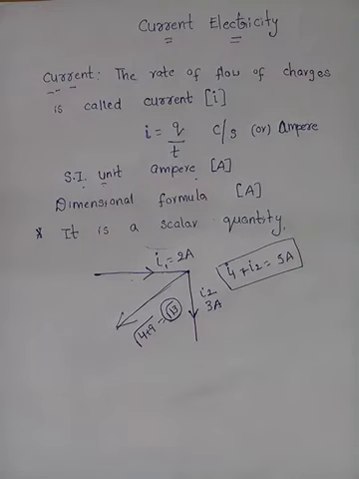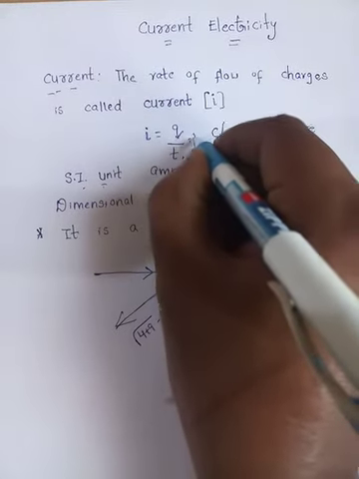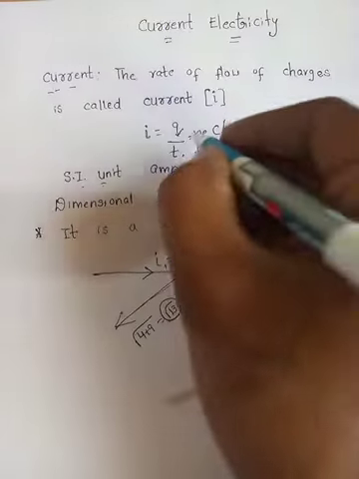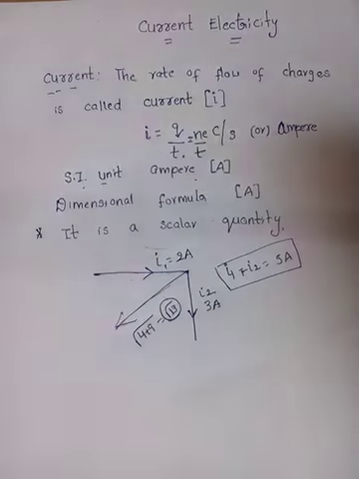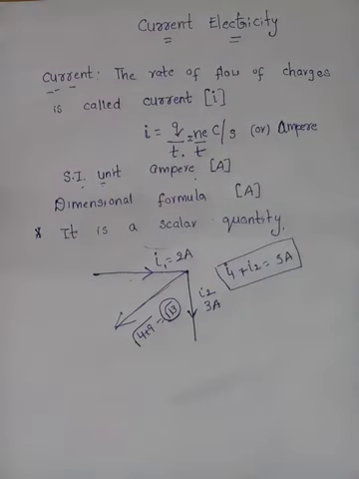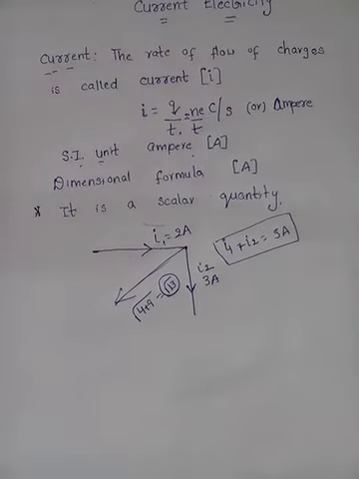So what is current? The rate of flow of charges is called current. I equals the rate of flow of charge, so Q by T, which can also be written as N E by T, as we know that Q equals Ne, charge is quantized. The SI unit of current is ampere and the dimension formula is also A. It is a scalar quantity because it has both magnitude and direction but does not obey the vector laws of addition.